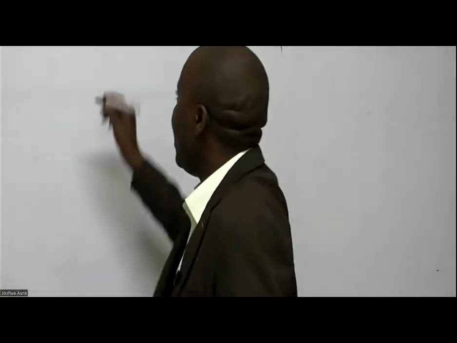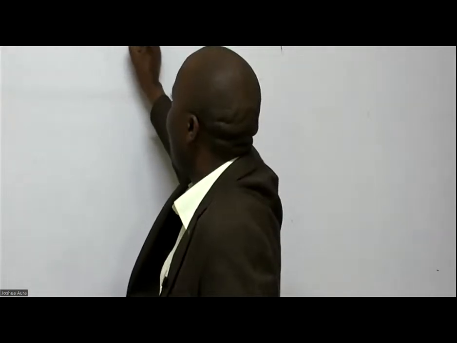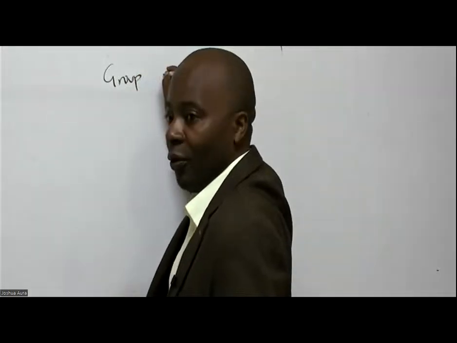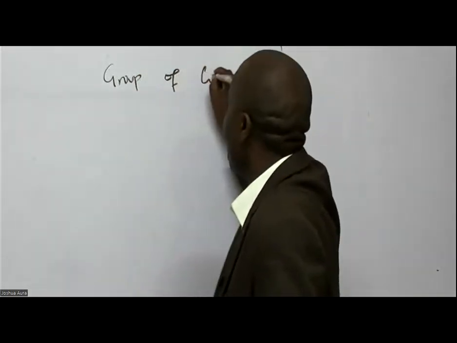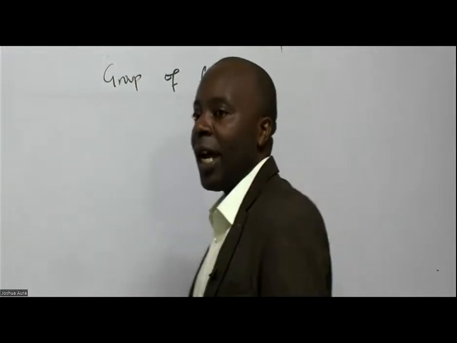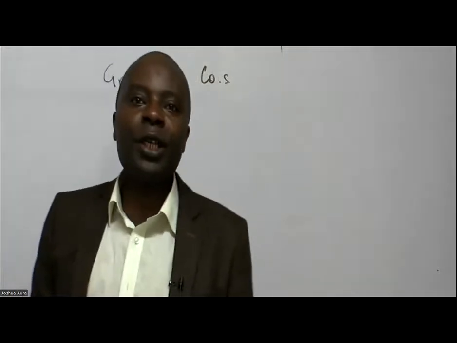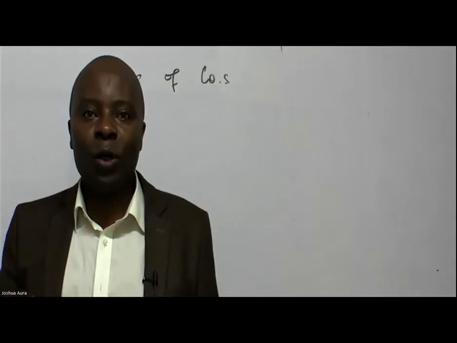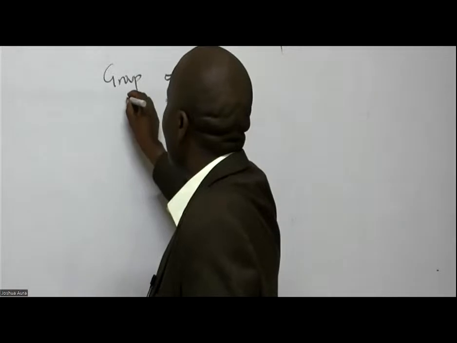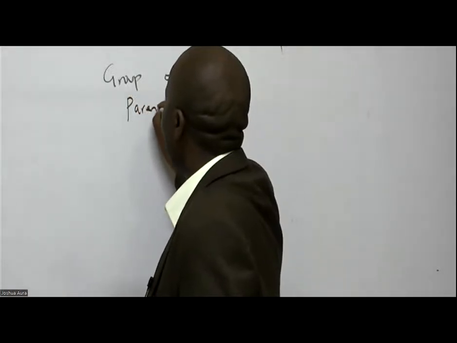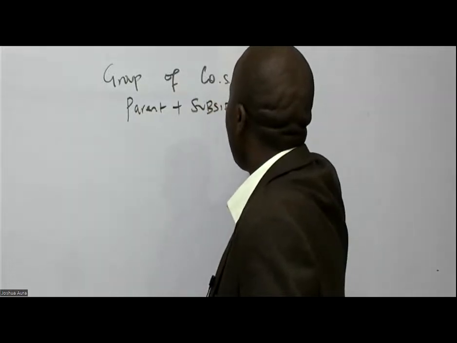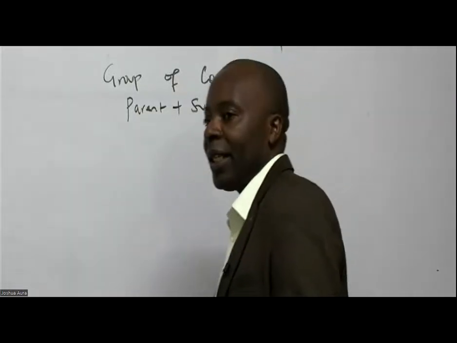We need to know what a group of companies is. So what is a group of companies? According to business combinations, IFRS 3, and consolidations, IFRS 10, a group of companies constitutes a parent plus its subsidiaries. A parent plus its subsidiaries.